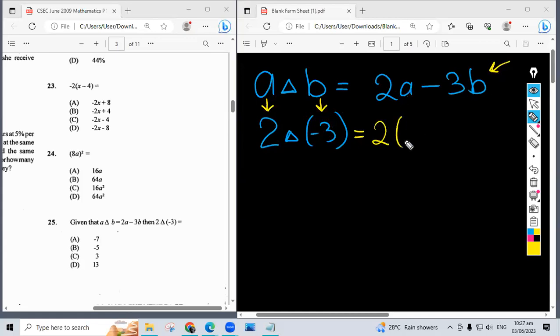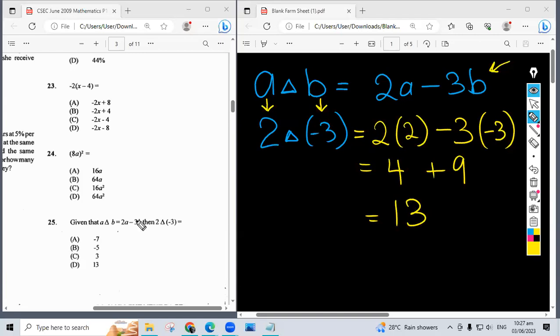Any A that you see, replace it with 2. Any B that you see, throw it away and replace it with minus 3. Right? Now, it's just coincidence that we have a 2 and a 2 here, and a minus 3 and a minus 3. That's just coincidence, right? So you're going to get 2 by 2 is 4, minus 3 by minus 3 is positive 9. It is 13. D is your answer.